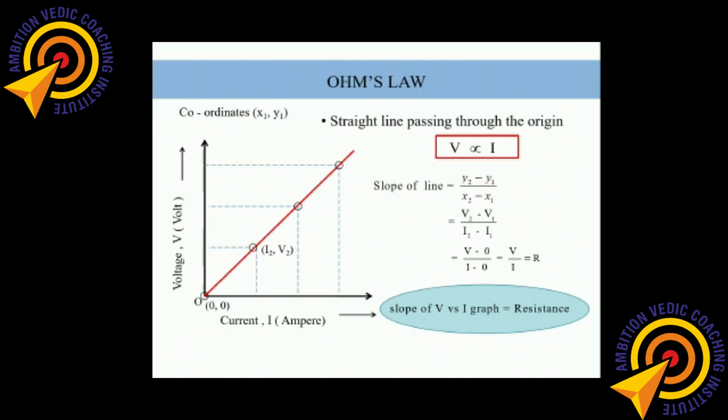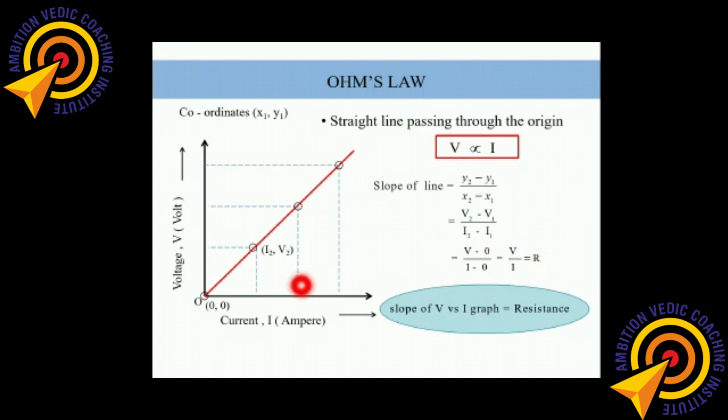Here, because we have voltage and current, we have taken voltage and current. The first point that we have selected is the origin. We can take any 2 points on this straight line. For the time being, for ease of calculation, we are taking the origin and the first point, second point. So by substitution, V2 is equal to V and I2 is equal to I. We get V by I is equal to R.